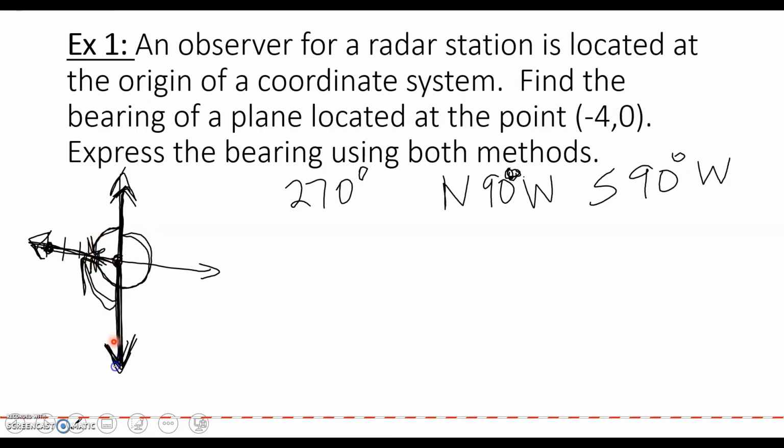The third one we have is you start with the south line and you measure 90 degrees west. Okay, so those are all the different ways you can express the bearing for this problem. Let's look at another example.